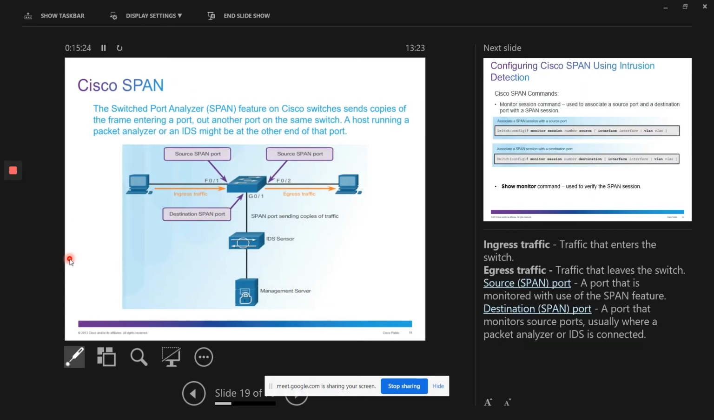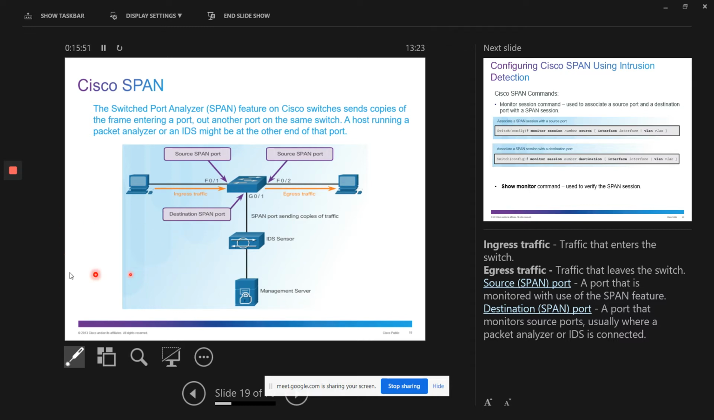The other one we have is called Cisco SPAN, which stands for Switched Port Analyzer. This is another feature on a Cisco switch that sends a copy of a frame entering a port out another port on the same switch. It's the same thing that we looked at before. A computer that is running a packet analyzer or IDS might be at the end of that port.